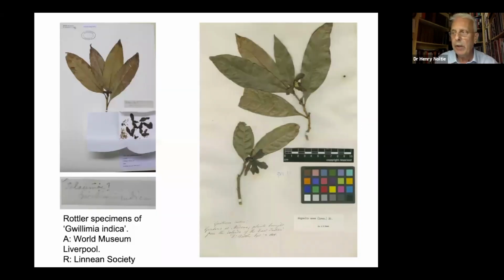As I've said, Rottler amassed a large herbarium, including specimens collected by himself, other missionaries, and Heyne. This was bequeathed to the Vepery mission and donated by the SPCK to King's College, London, who in 1872 gave the collection to Kew. While at King's, many of the Rottler specimens were incorporated into the herbarium of the college's Professor of Materia Medica, John Forbes Royle, and these specimens, such as the one on the left, are now in the World Museum at Liverpool.